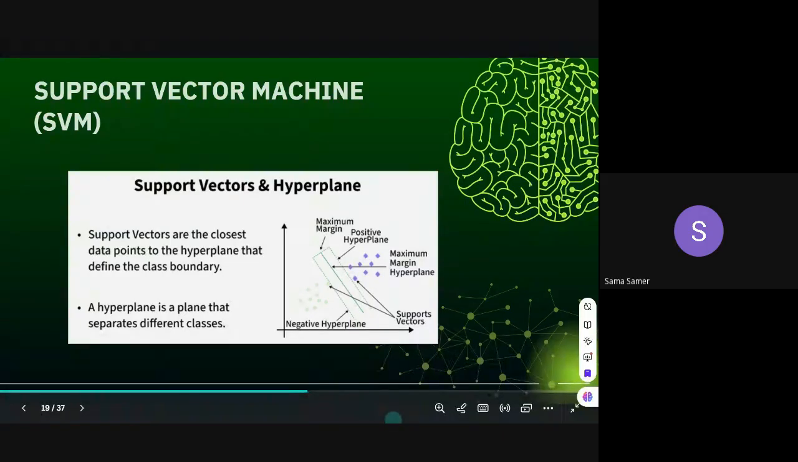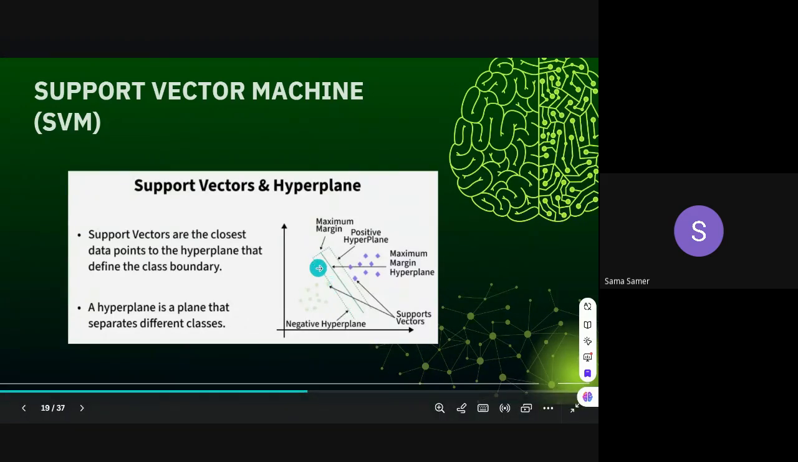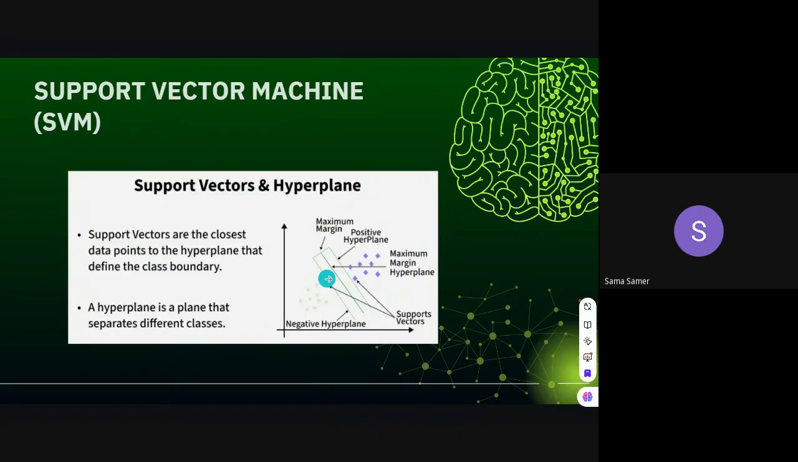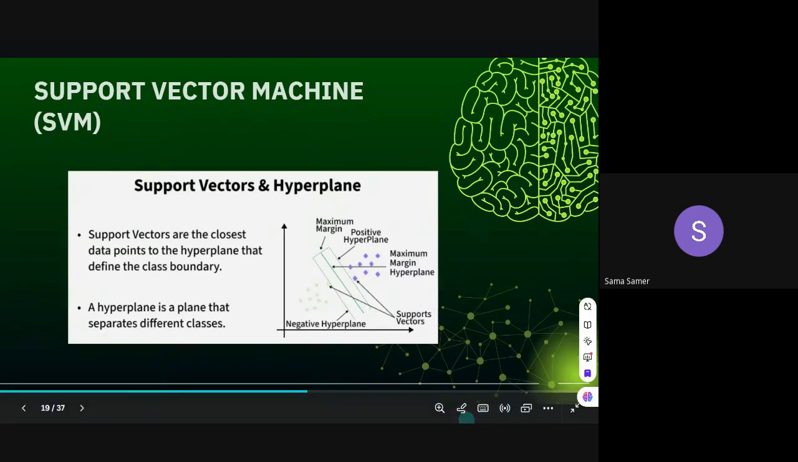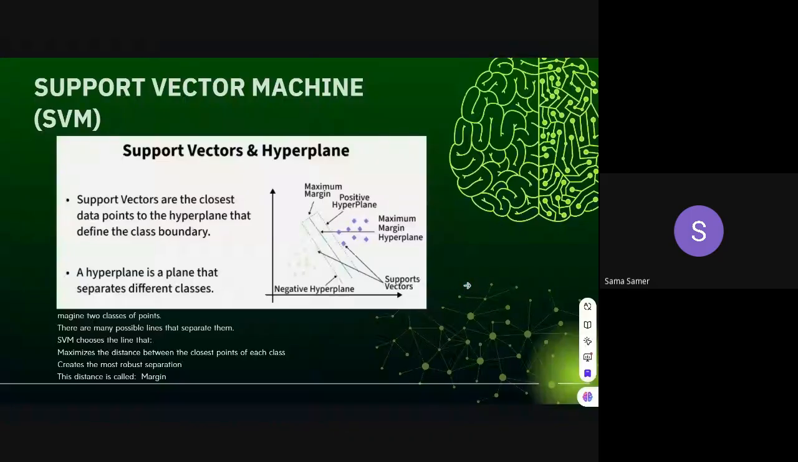So where do we put these? We put the positive plane on the first point that we see for the positive blue square points, so it touches the first point that we can see. Then for the other plane, we put it so that it touches the negative point. The hyperplane is used to separate the different classes that we have. Okay. Then we have the support vectors.